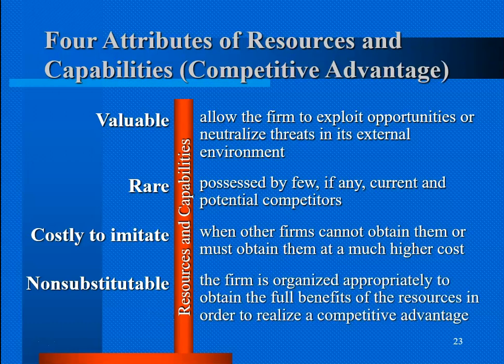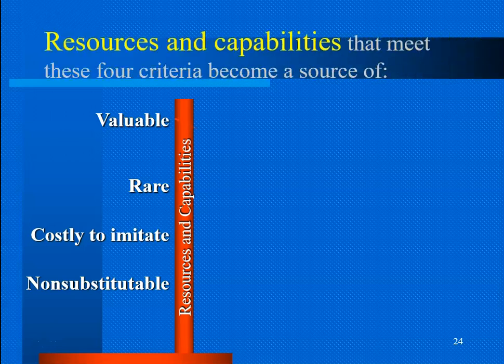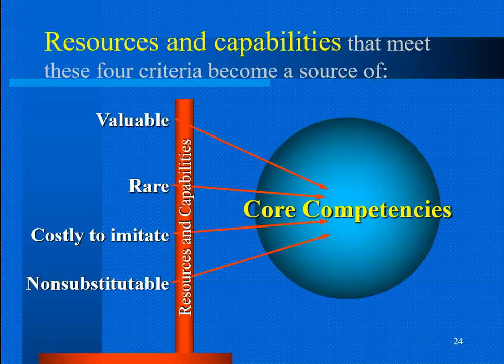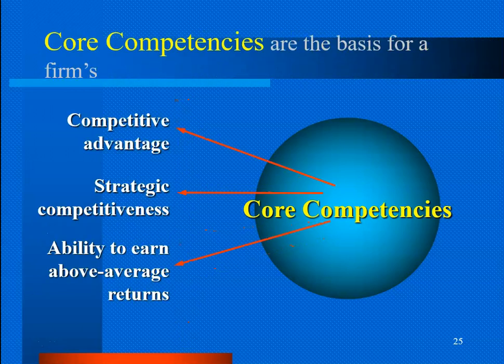Non-substitutable now, this means that the firm is organized appropriately to obtain the full benefits of the resources in order to realize a competitive advantage. The valuable, rare, costly to imitate, and non-substitutable is what allows the firm to have its core competencies. Core competencies are the basis of a firm's competitive advantage, their strategic competitiveness, and their ability to earn above average returns.